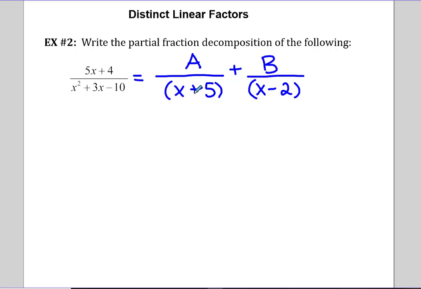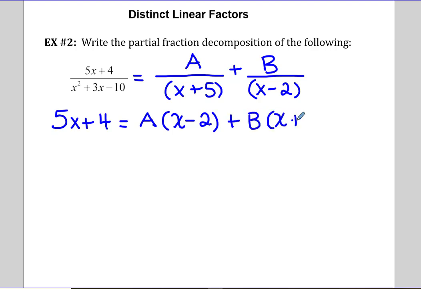So using systems of equations, the first thing I'm going to do is clear the denominators. So if we multiply all the way through by that denominator, we'll end up with 5x plus 4 is equal to a times x minus 2 and b times x plus 5. So distributing the right side, we have ax minus 2a plus bx plus 5b.